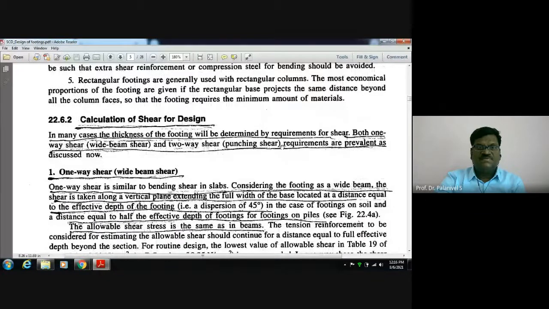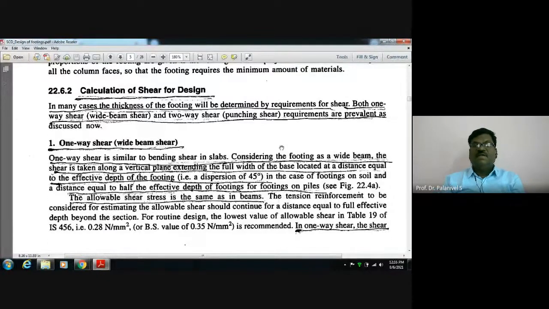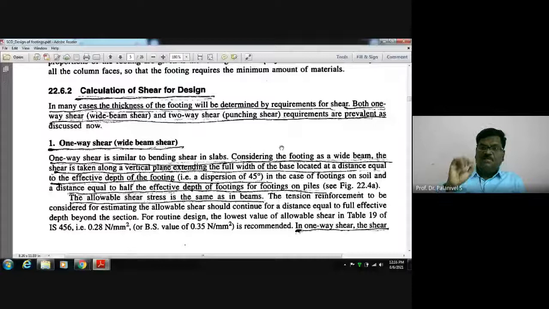Now I'm going to have a very important discussion with you: calculation of shear for design. In many cases, the thickness of the footing will be determined by the requirement for shear, determining the thickness of your footing. Because the thickness obtained from the shear point of view is always higher than from the bending moment point of view. You have to take the higher value.